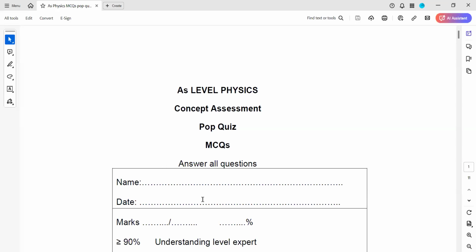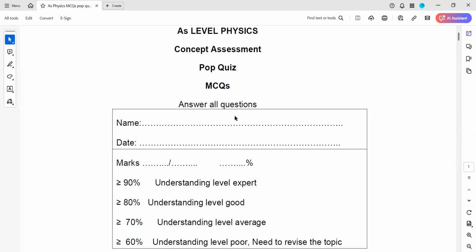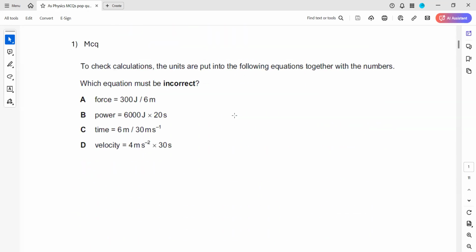So you will find the MCQs in this pop quiz. This was pop quiz 3 related to the MCQs of the topics which we have completed.